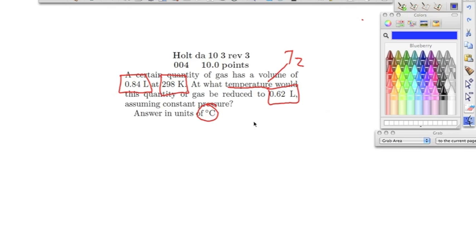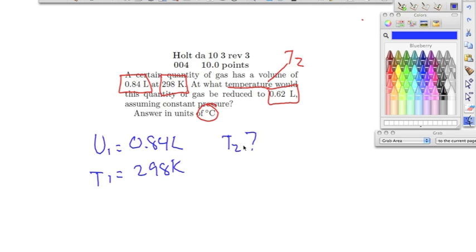So we're setting this up, we write down what we have. We have a V1, which is 0.84 liters. We have a temperature, or a T1, of 298 Kelvin. We're searching for T2, so we're trying to figure out what is T2, and we have a V2 of 0.62 liters. Now, the equation that we're going to be using for this is our Charles's law, which is V1 all over T1 equals V2 all over T2.